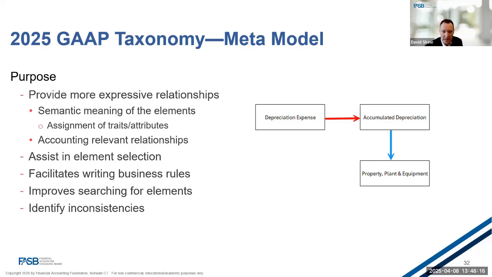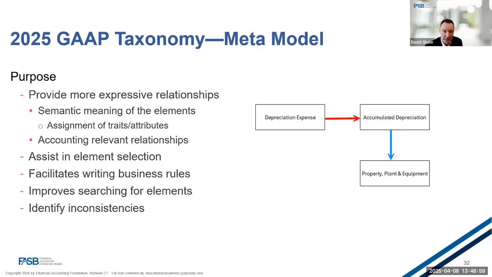Traditional XBRL relationships have primarily focused on the presentation and simple validation of information, whereas the meta model is intended to provide more expressive relationships that convey the semantic meaning of the elements, but largely through the assignment of traits or attributes to the elements, but also by providing accounting relevant relationships. As accountants, we all know that depreciation expense accrues into accumulated depreciation, and that accumulated depreciation is a contra asset to property, plant, and equipment, even though those relationships are not expressed in the financial statements, nor have they traditionally been expressed in XBRL taxonomies.